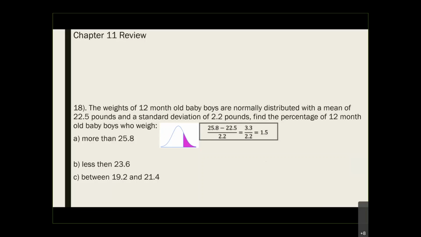What do we do with the 1.5? We go to our chart. And again, I did not give you the whole chart here, but on ALEKS they will give you the whole chart. You have to be very careful not to look for 1.05, but to look for 1.5. So 1.5 is 0.9332. Is that my answer?